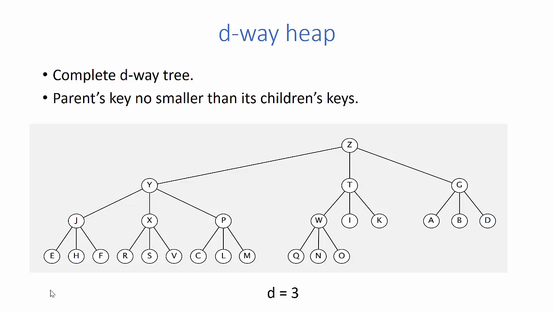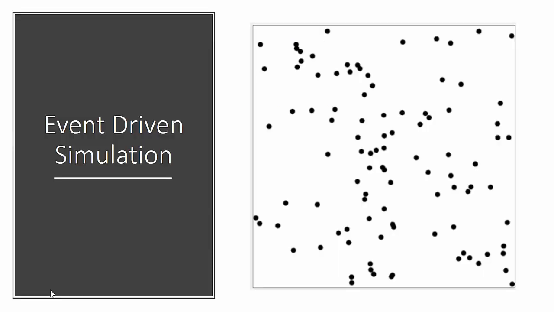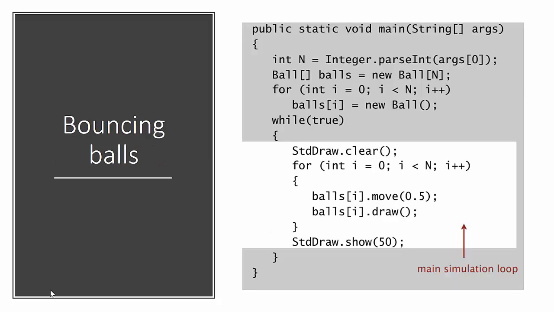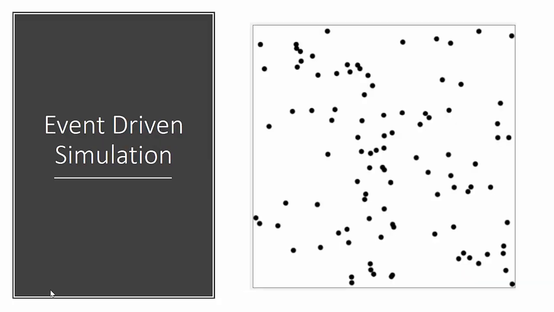Okay. So next we're going to take a look at a demo of a priority queue. The idea here is that we want to talk about event-driven simulation, which is an application of priority queue. Let's suppose that we have a bunch of random particles that are in a unit square. They bounce off the walls. They're moving at a certain speed, certain time. So essentially, we want to have bouncing balls.